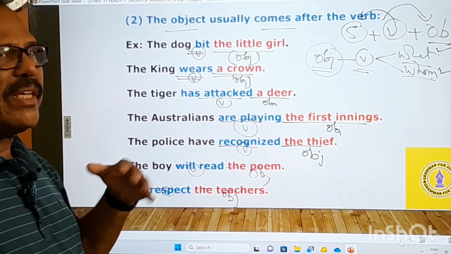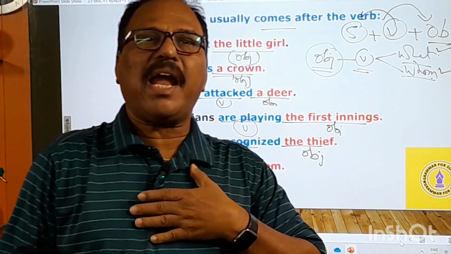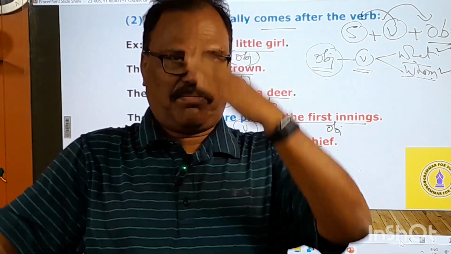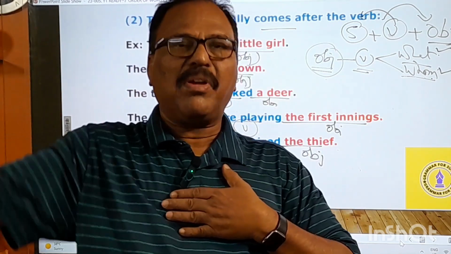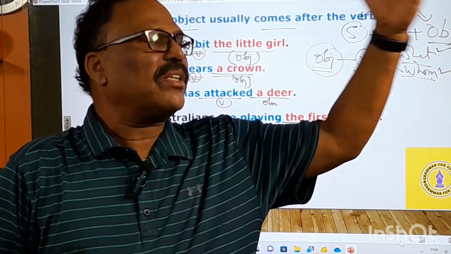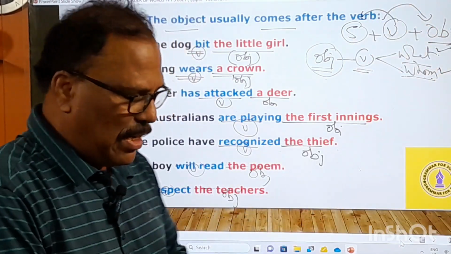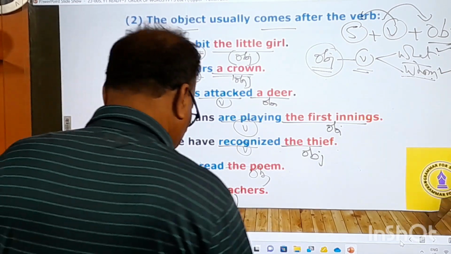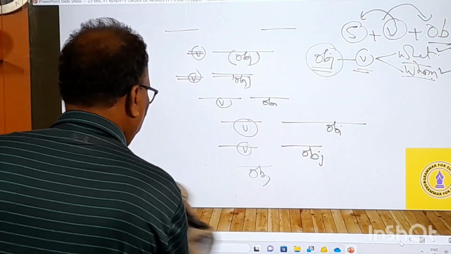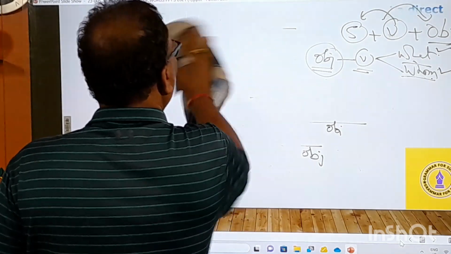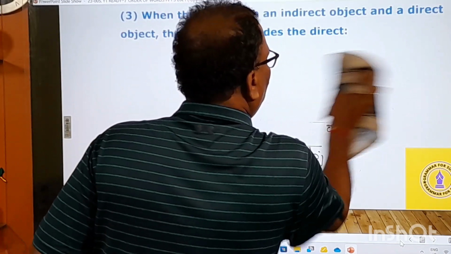So always, the subject stands before the verb. This is the verb. And the object stands after the verb. That is the basic point you have learned now. And let us know other things also. What is that?